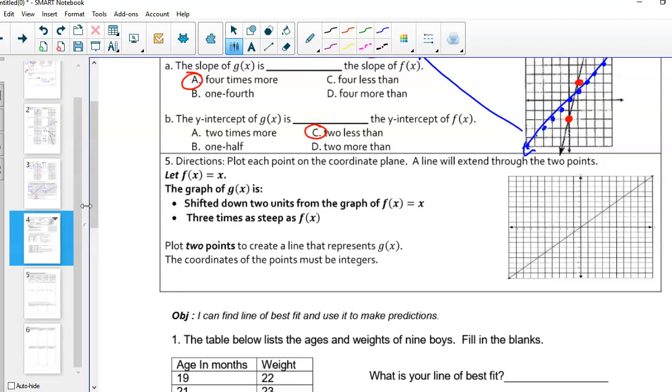Now for this one, it's telling you to do both. It's telling you to take the original graph, and it wants you to shift it down 2 units, and it wants it to be 3 times as steep. How is that going to help us find new points? What does that tell us about our new graph? Down 2. It's moved down 2, so that's our new y-intercept.